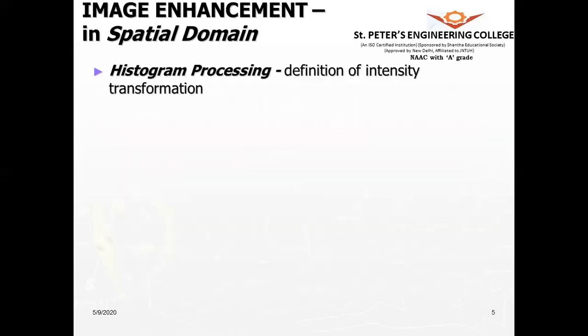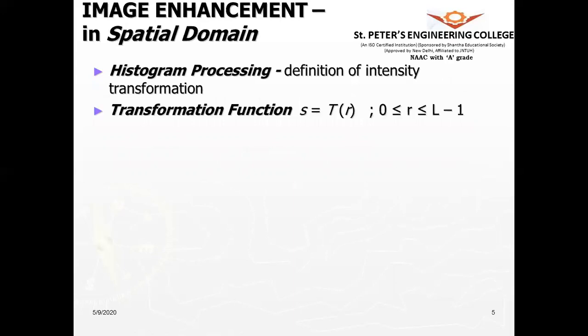Next, let us define histogram processing for intensity transformation. It is still a point transformation: s = T(r), where r is the input, s is the output, and T is the transformation operation. The input r takes values between 0 and L minus 1, where 0 represents the darkest point and L minus 1 represents the brightest point. For this transformation, the output will get a corresponding value.